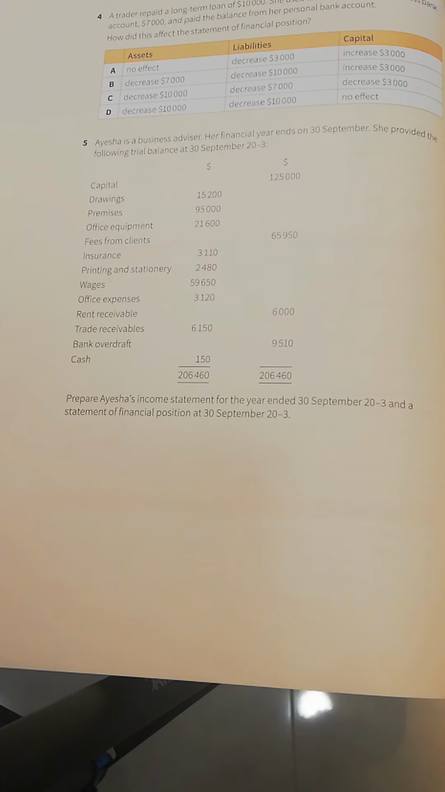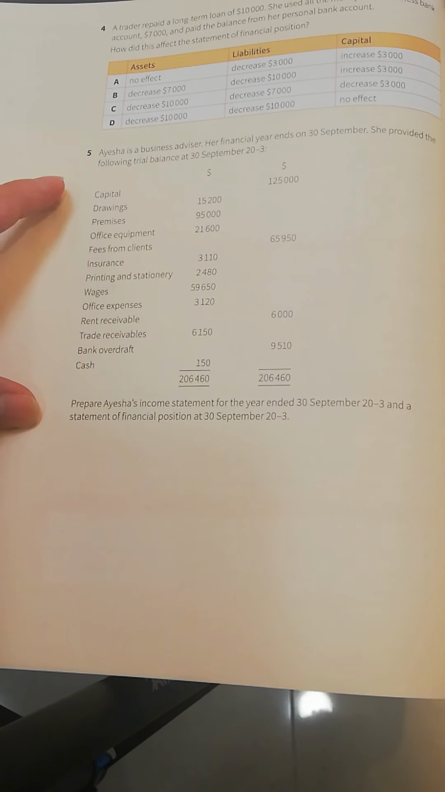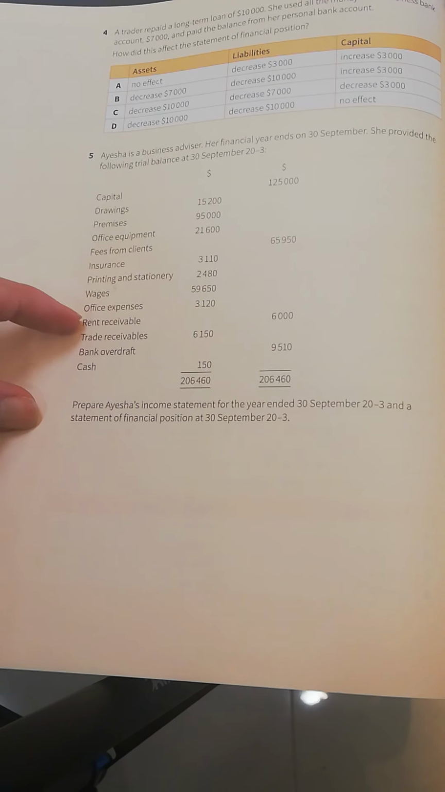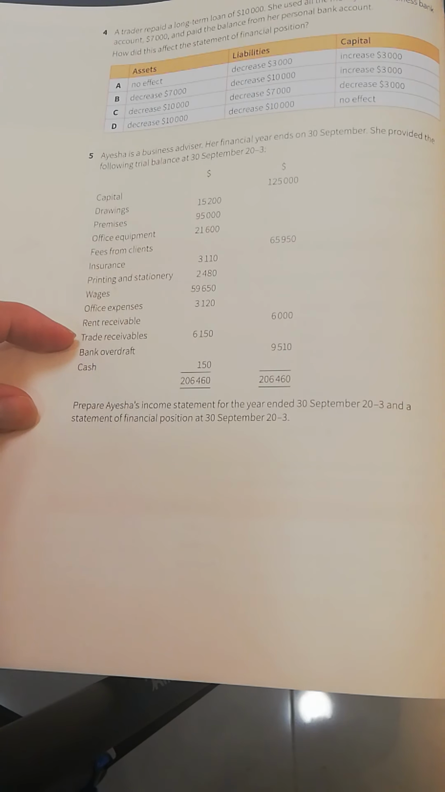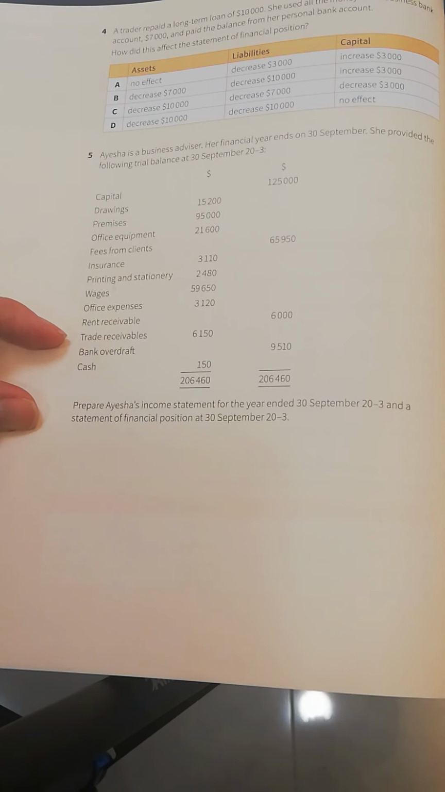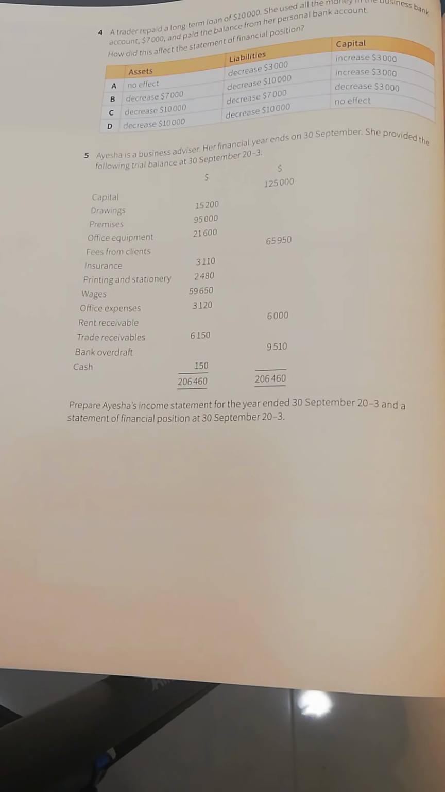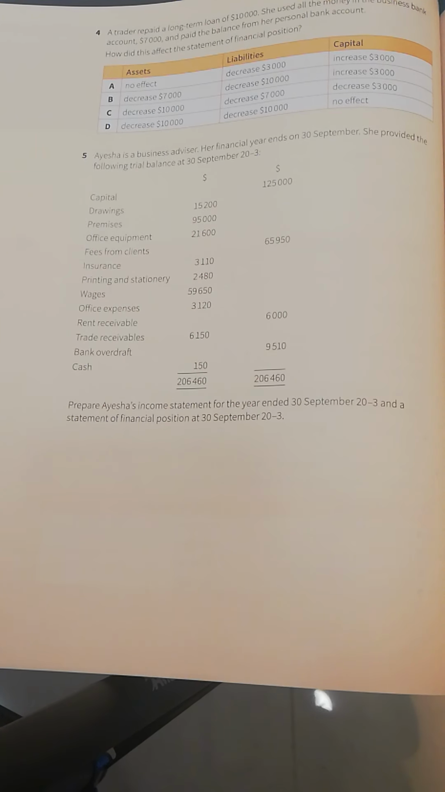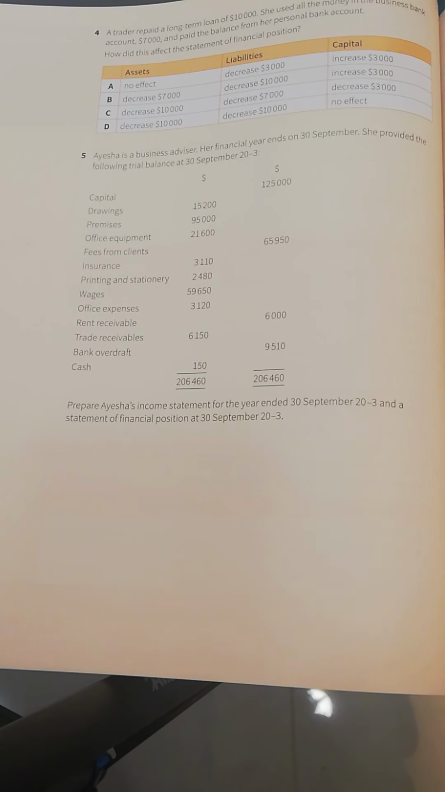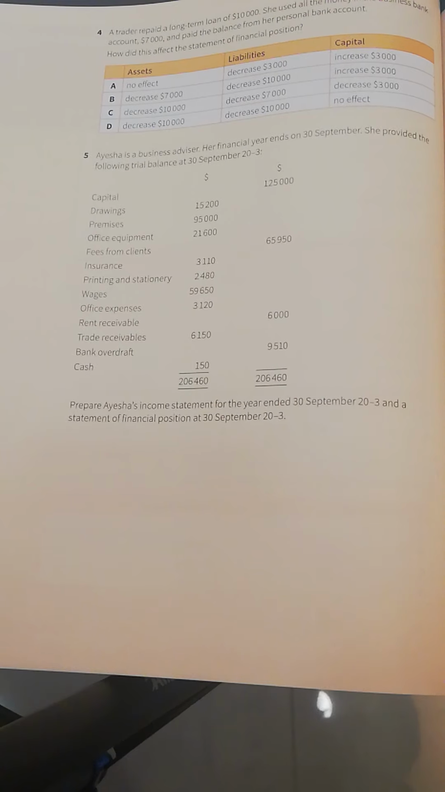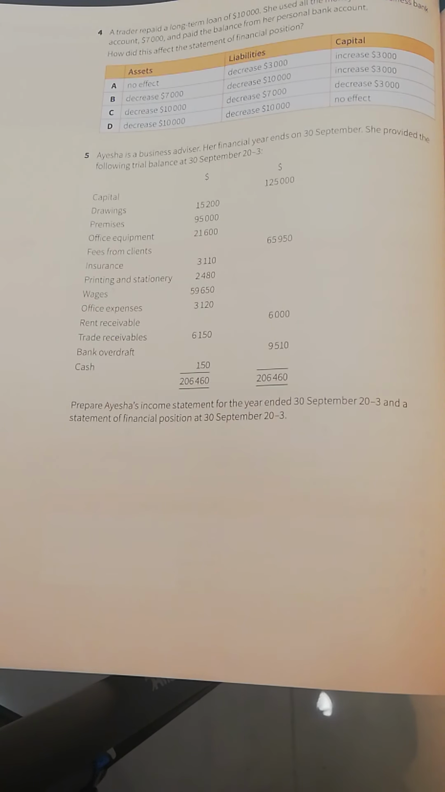What they have given you is the trial balance. You just have to use the figures from this trial balance, do up your income statement and your statement of financial position. Okay, I want you to do this work today, and then please post your answers by Monday. Okay, post your answers by Monday. I will put these instructions down on Google Classroom as well.